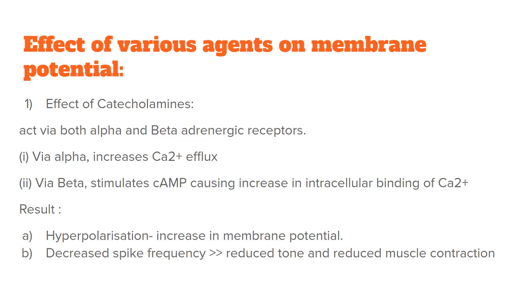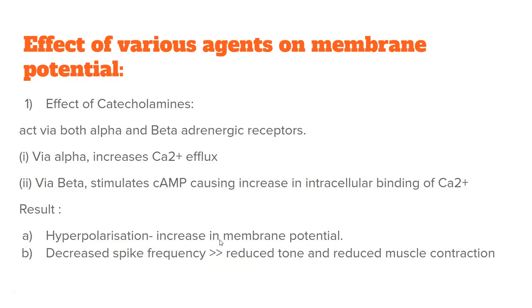Now we have ions, catecholamines and ACh, and their effect on the membrane. The effect of catecholamines: we know they act through beta and alpha receptors. Via alpha, there is a calcium efflux. And via beta, it stimulates cAMP and increases intracellular binding. So there is no free calcium here for contraction. One, the calcium from the ICF is going out, or whatever free calcium is there is bound. As a result, hyperpolarization occurs.